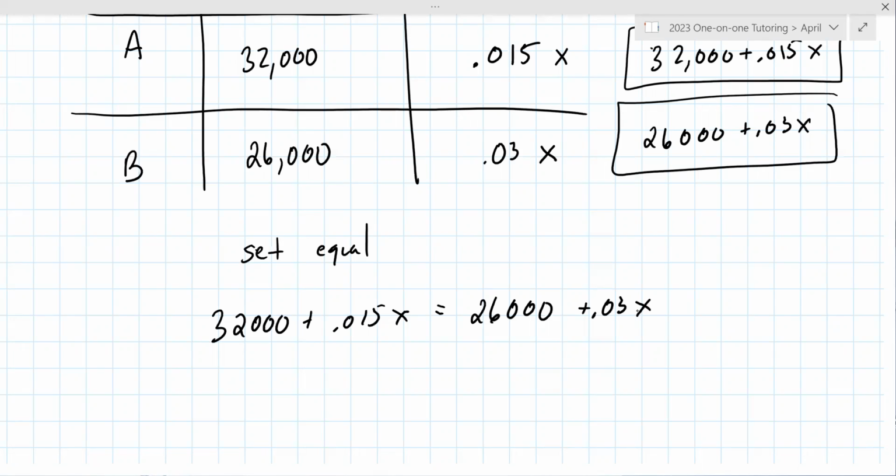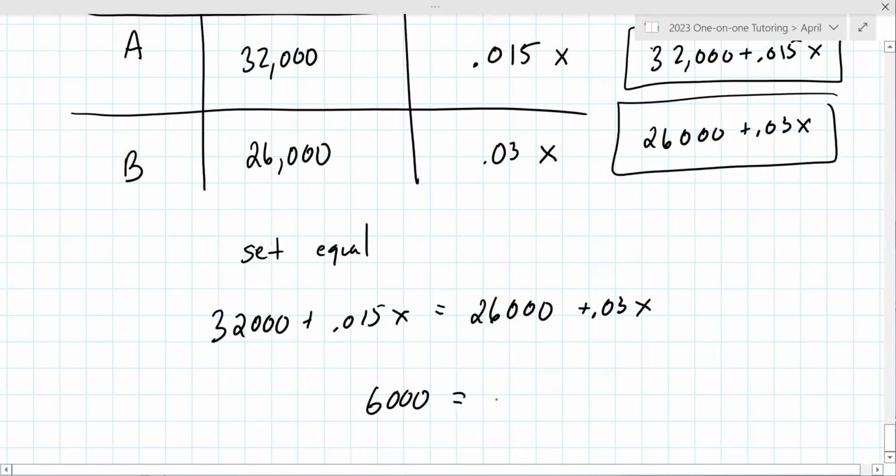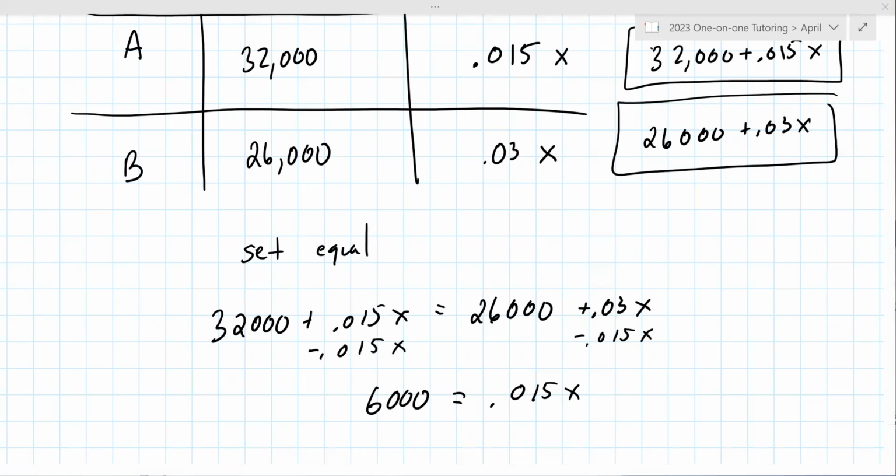So 6,000 plus 0.15x equals 0.03x. And then divide everything by 0.03. This you're subtracting, right? So you should have 6,000 equals 0.015x, because you subtract the 0.015x. Okay, it's because I subtracted the 26,000 first, but yeah.